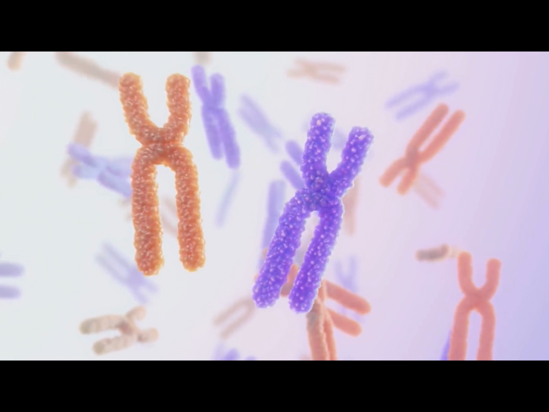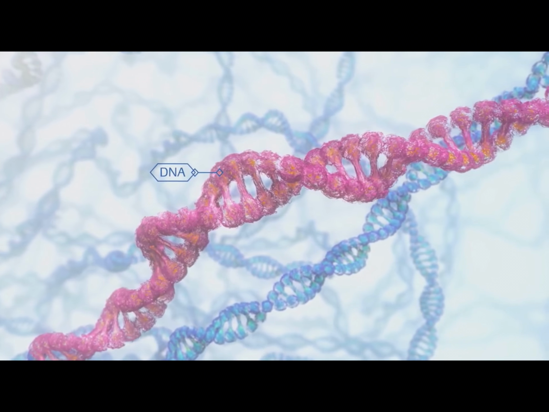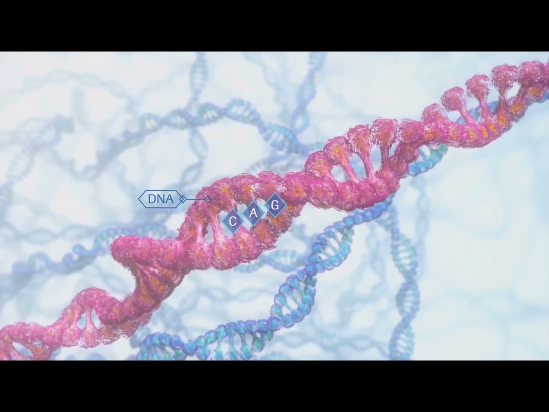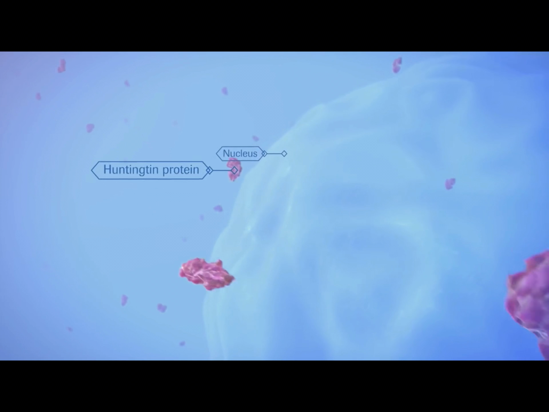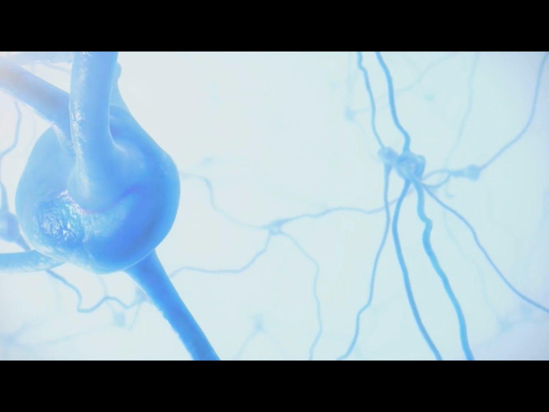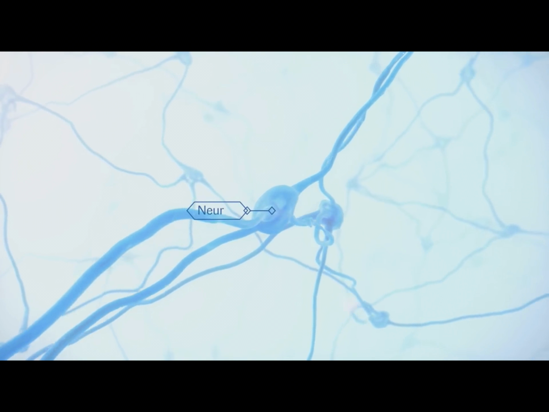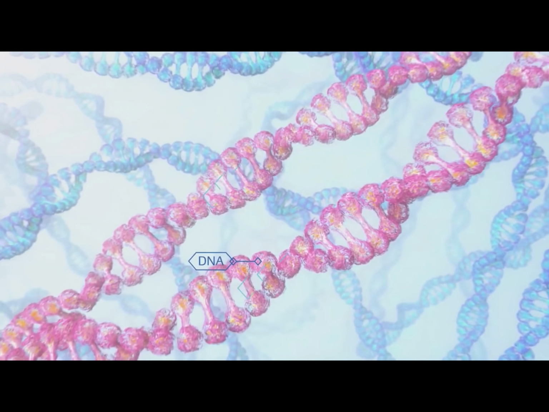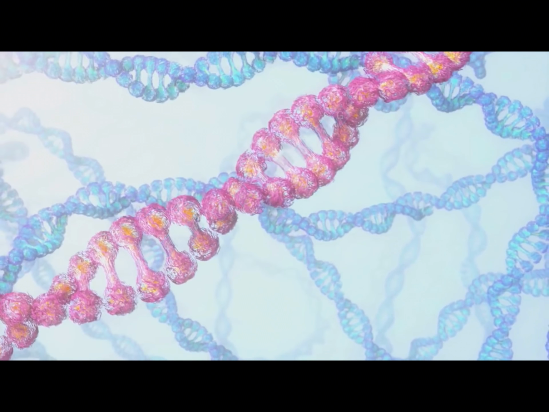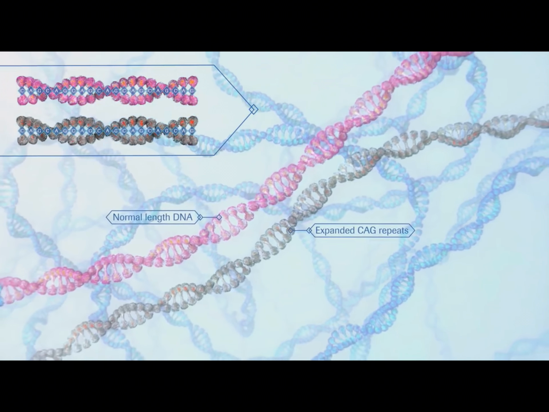Everyone has 2 copies of the Huntington gene, which contains a section of repeated genetic letters known as CAG repeats. The Huntington protein is produced throughout the body, and although the normal function is not yet fully understood, it is thought to be involved in many biological functions, including the development of the nervous system. Huntington's disease occurs when one copy of the Huntington gene has a CAG repeat expansion over a certain threshold.